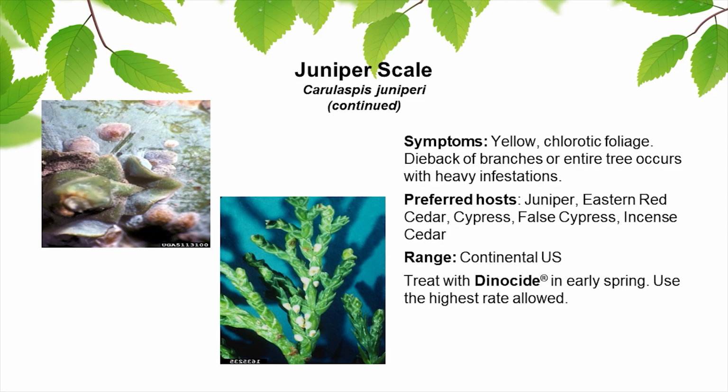Symptoms of a Juniper Scale infestation include yellow, chlorotic foliage, and branch dieback. The entire tree can die with heavy infestations. The preferred hosts of Juniper Scale are juniper, eastern red cedar, cypress, false cypress, and incense cedar. They may be found throughout the continental United States.